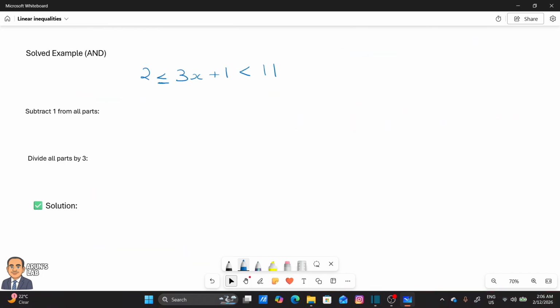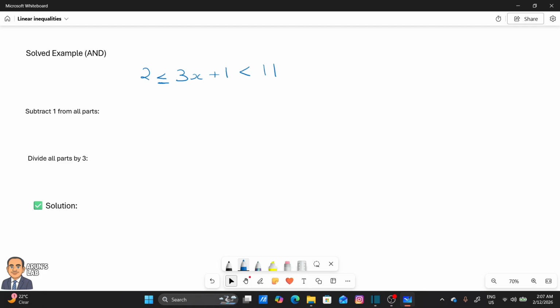Okay, let's see an example here. See, here is an expression. This is a linear inequality expression. We need to solve this. So first, we need to know what this means. See, 3x plus 1: the value of the entire expression 3x plus 1 lies between 2 and 11. What values can we substitute for x to make 3x plus 1 lie between 2 and 11? This is the task. So we need to find the values of x to make this original inequality satisfied, true.